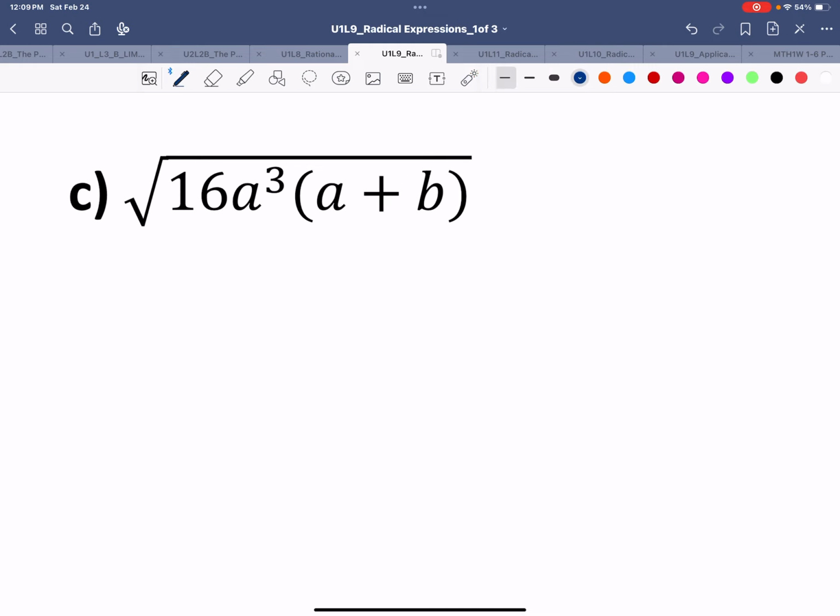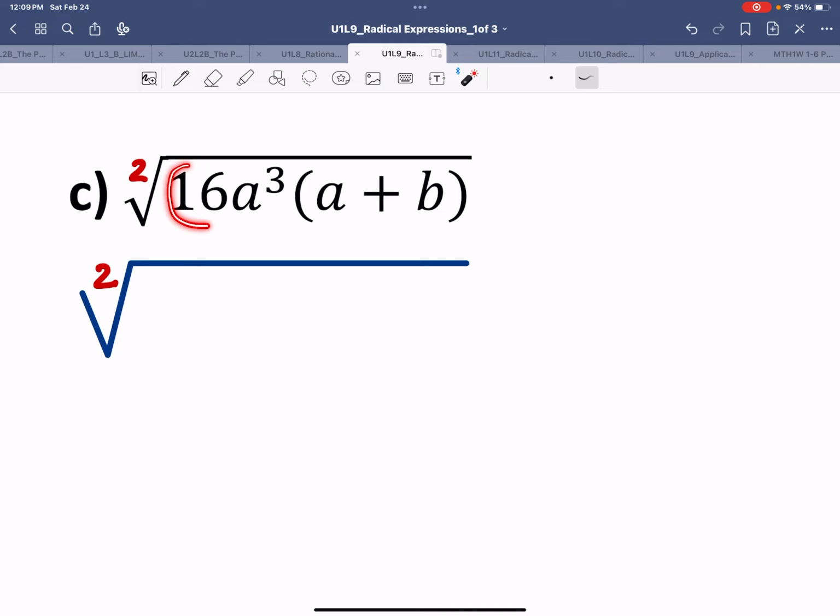So let's continue with the next question, and I'm going to try to cut the way a little bit shorter. The index is 2, so I'm going to draw the radical symbol here with index 2. We're going to deal with every part of the term one at a time. I have 16, which is 4 to the power 2. And I have a to the power 3, which we will have to break down into a to the power of 2, a to the power of 1.